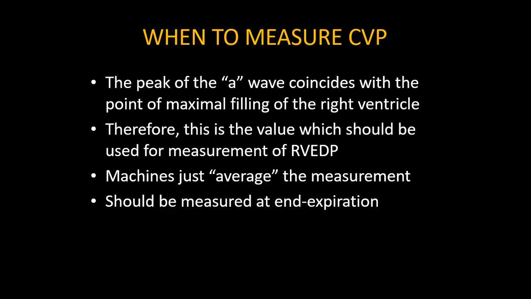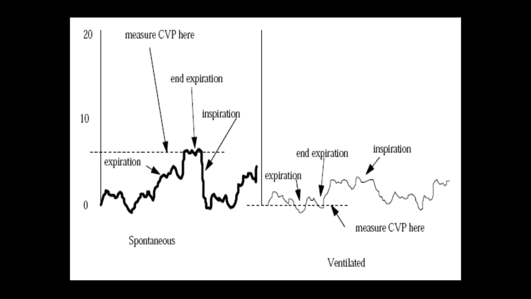So when to measure CVP? The peak of the A wave coincides with the point of maximal filling of the right ventricle. Therefore, this is the value which should be used as the right ventricular end diastolic pressure. The machine just averages out the measurement, because on the monitor it just averages out. It should be measured at end expiration. We will discuss why end expiration is important.